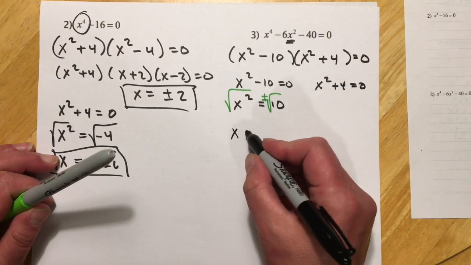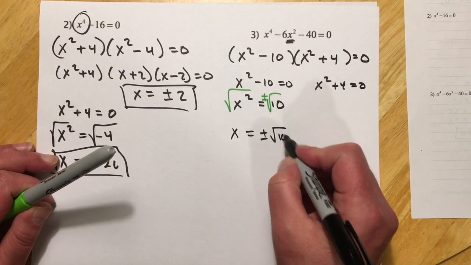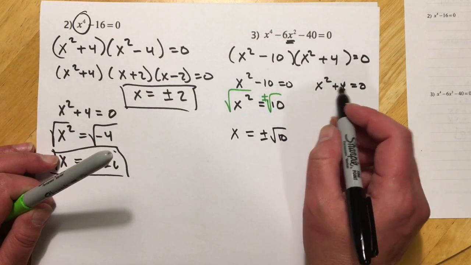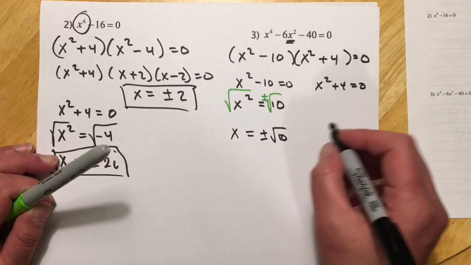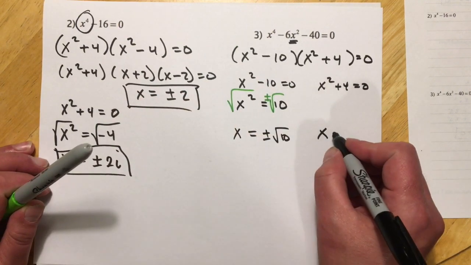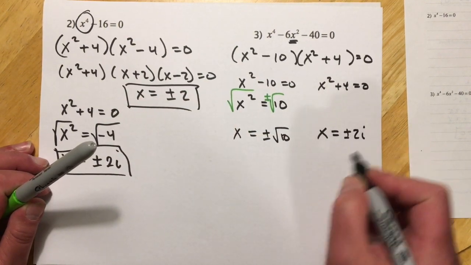And I get x equals plus or minus root 10. So there's my first 2 answers. And then this is the same thing I got over here, x squared plus 4. So this is just going to do the same thing and be x equals plus or minus 2i.